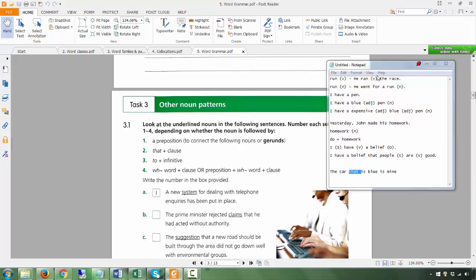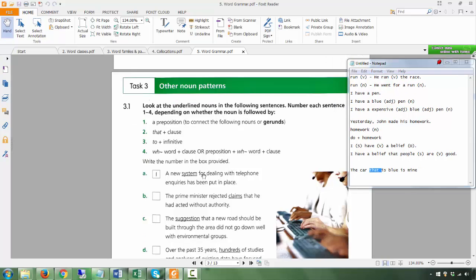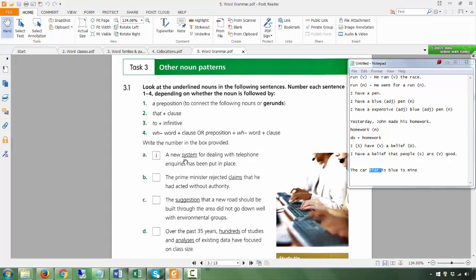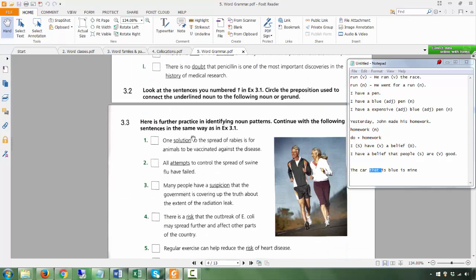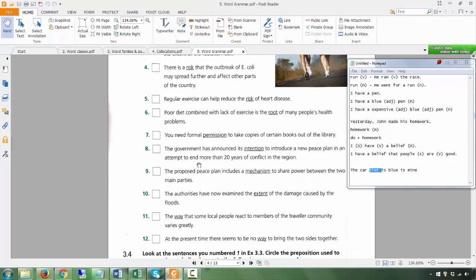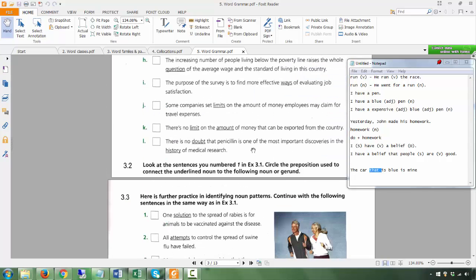Okay, so now this activity is very simple. All you gotta do is look at all these sentences, and they already underlined the noun for you. So they're asking you such a simple thing: after the noun, one word after the noun, what pattern are they using? So 4 is a preposition. That's why you have 1. The Prime Minister rejected claims that, that plus a clause. So here you will put 2. Okay, so go through this. Same thing for this again. After the noun, what kind of pattern?